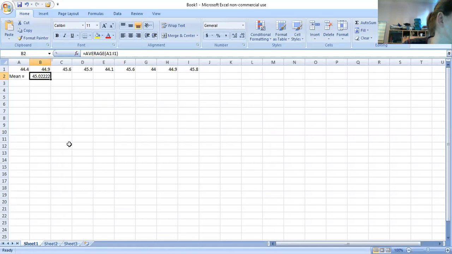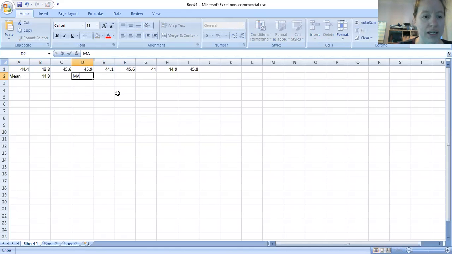Did I do this correctly? Oh, that would be why. This is 43.8. 45.6, 45.9, 44. There we go. Now it's the number that it's supposed to be. You saw how it changed right there, just like that? It'll always do that on the spreadsheet. Then it wants us to go over here and do MAD equals.